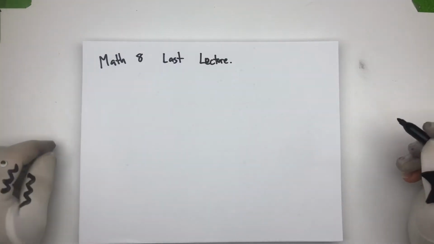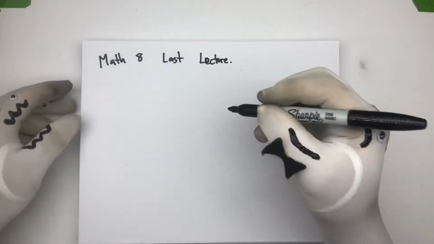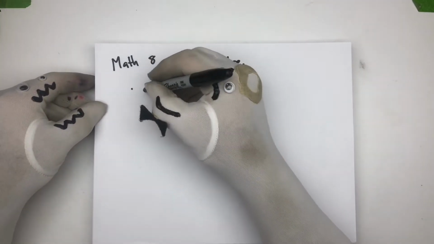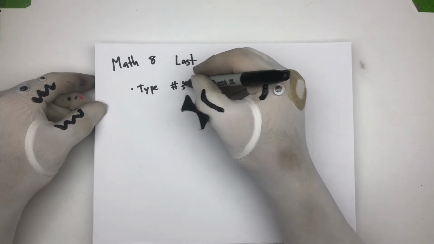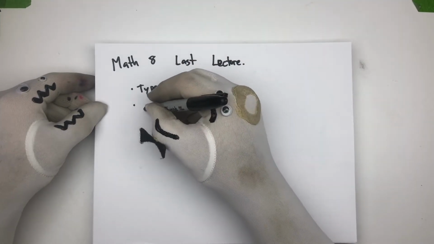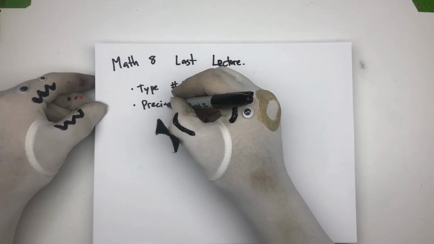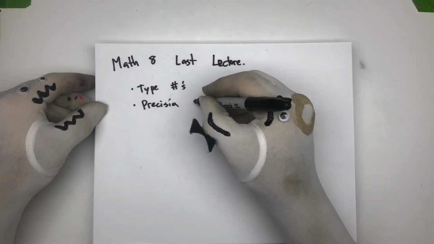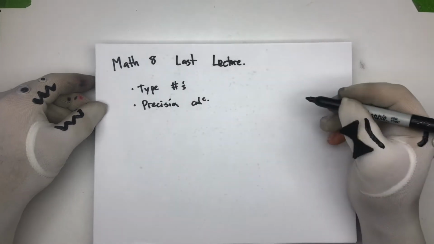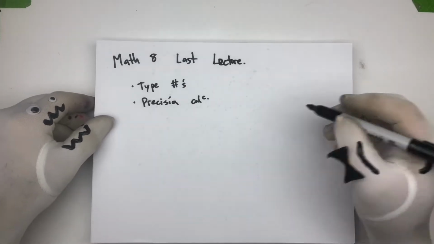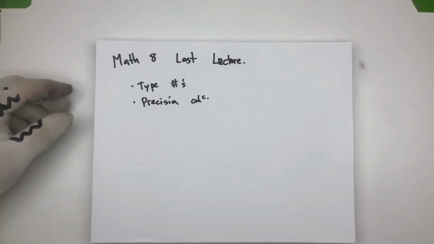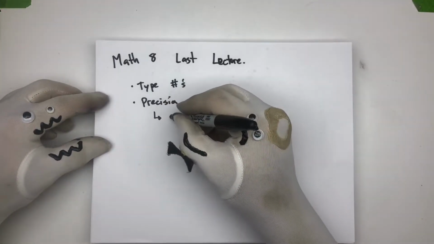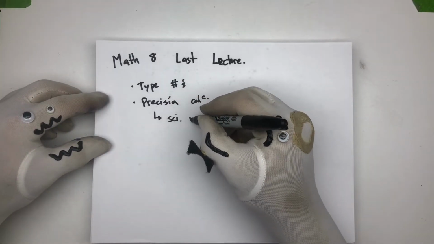And what we're going to do today is have a review. So what did we do in this class? We did types of numbers. Then we did some precision calculations, so we did those types of work with every single type. You can do it with getting the correct number, and we have to put that number into scientific notation.